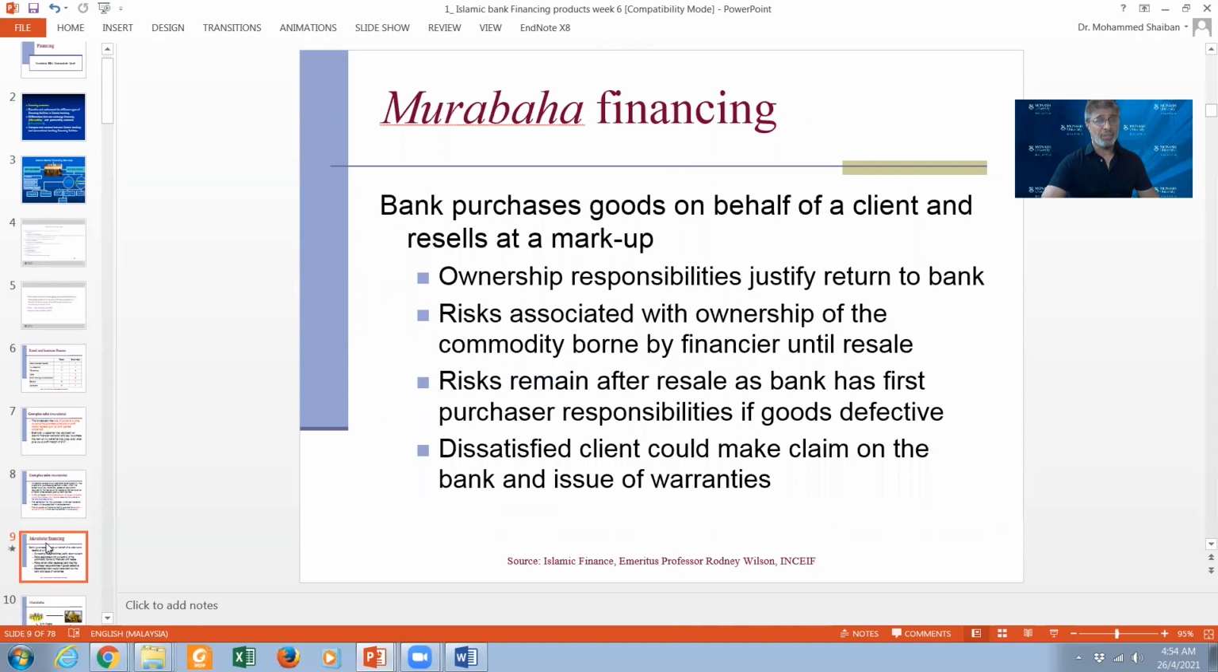Now, it has conditions, which means the ownership responsibilities justify that the bank still owns the assets. And there is a markup, as I told you. There is risk associated with the ownership of the commodity held by the financial institution, by the financier, under the resale.